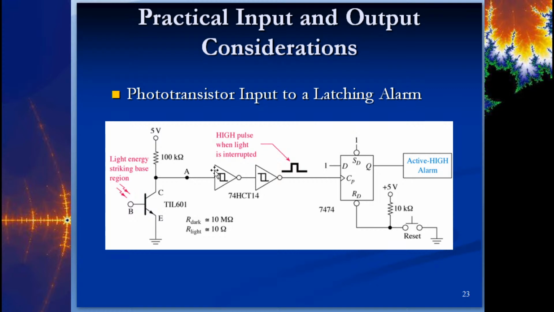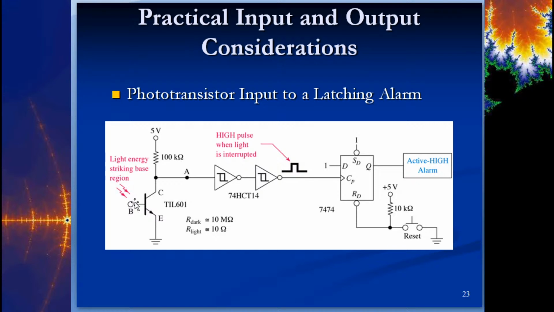That gets sent through a Schmitt and then through a Schmitt again, so it inverts and it inverts again. So it creates a little pulse. Okay? So it says high pulse when the light is interrupted. So if it's high, then this thing should be low all the time.